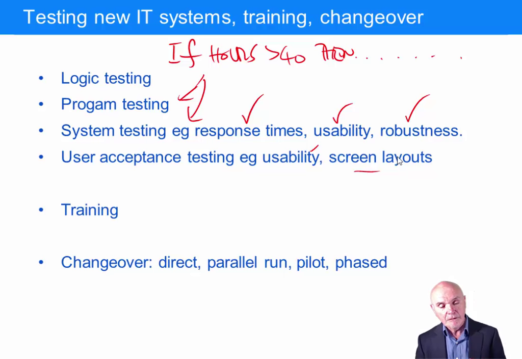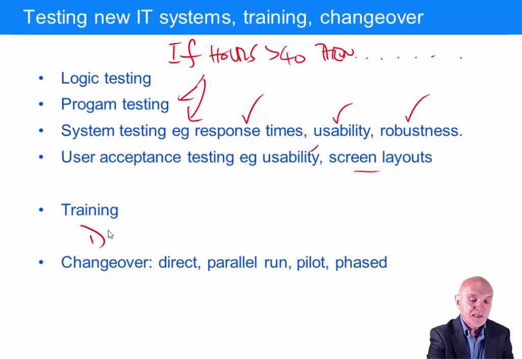You've got to train people. You have to train people before the changeover takes place. And then the changeovers, there are potentially four different ways of changing over. The first is direct. But remember, D equals dangerous.